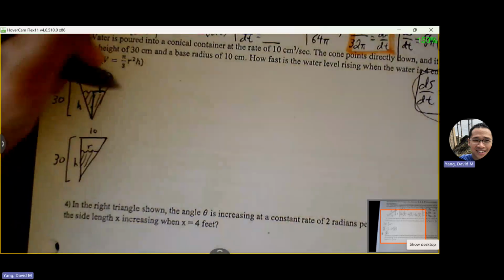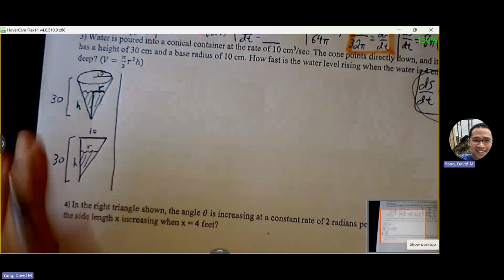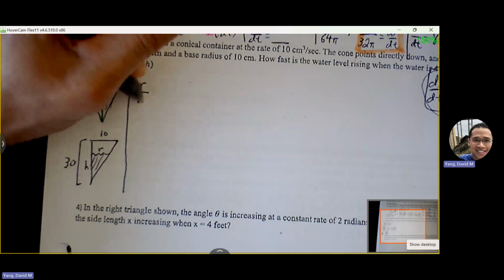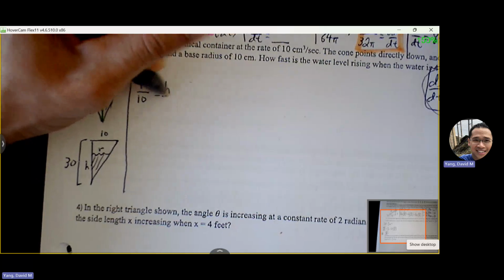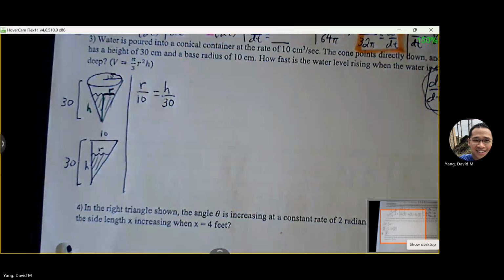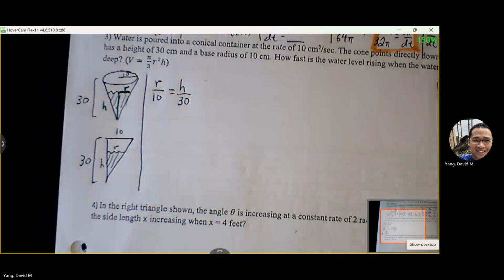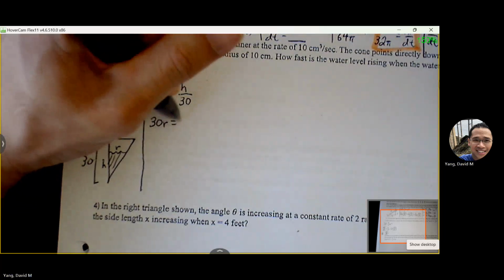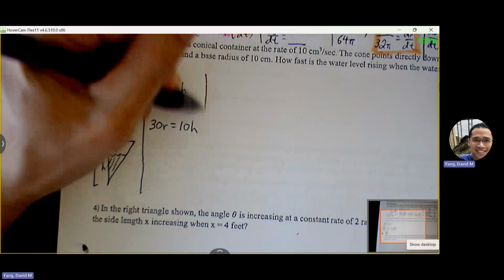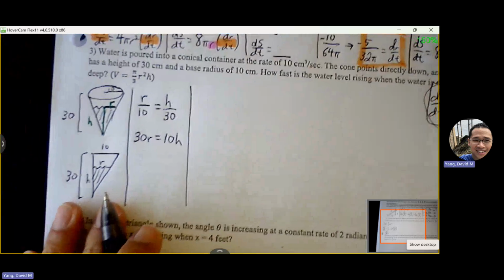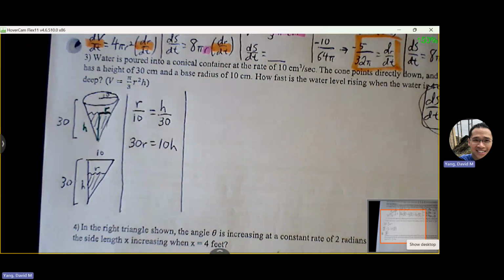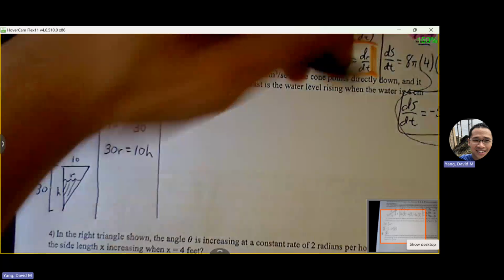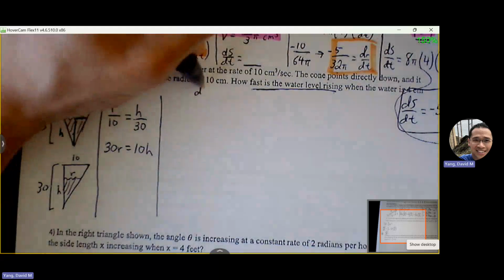So I like to start off by building that similar triangle relationship. We can say the radius of the small cone is to the radius of the large cone as the height of the small cone is to the height of the large cone. I'm going to cross multiply here. And I do have to make a decision in terms of which variable I want to solve for, which variable I want to keep, which variable I want to remove. The rest of the problem should give us that hint. How fast is the water level rising? We're looking for dh/dt.